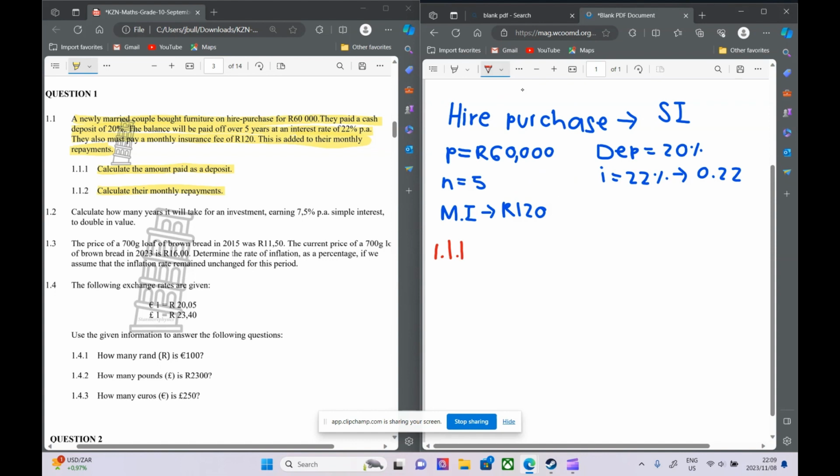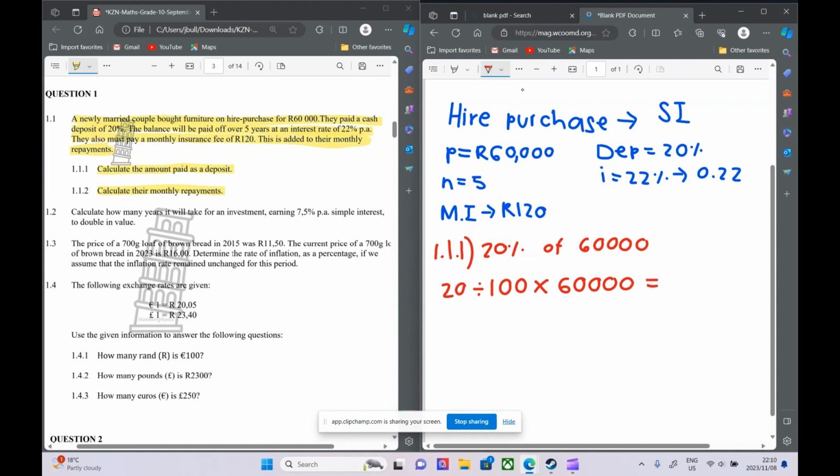is quite a straightforward one. Just calculate the amount paid as deposit. So we know the deposit was 20%, so 20% of 60,000. How I like to think of it is this percentage symbol always looks like division to me, and the 2 dots remind me that it's 100. So 20 divided by 100. That's how you can think of that percentage. And then "of" is times, so we times 60,000. That's how we work it out. So you plug that into your calculator.